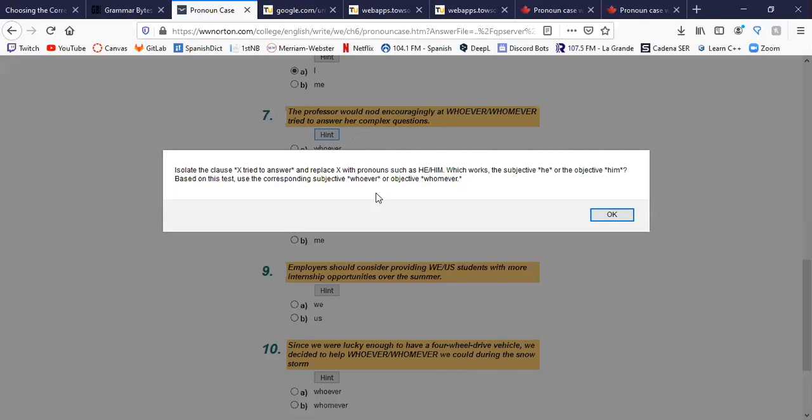So isolate the clause, X tried to answer, and replace X with pronouns such as he or him. Which works, the subjective he or the objective him? So based on this test, use the corresponding subjective whoever or objective whomever. So think about it. So if you take out the first part, the professor would nod encouragingly at.